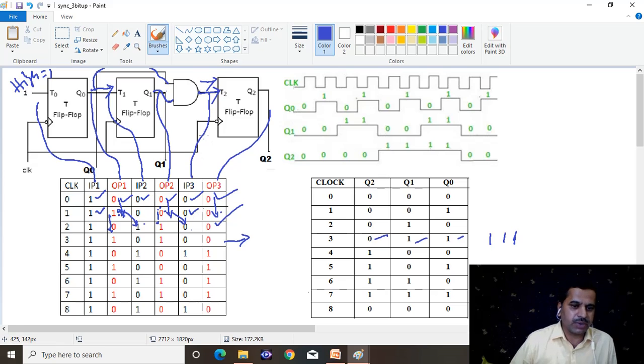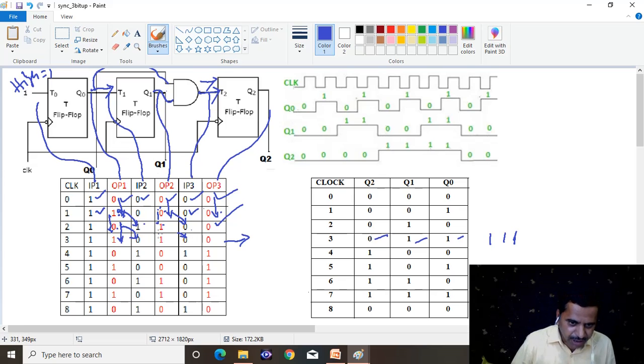Now we have to evaluate the input to the third flip-flop before the third clock pulse. For the third flip-flop, the input is the AND of the first two, that is 0 into 1, which becomes 0. Now when the third clock pulse is applied, the first flip-flop changes state from 0 to 1, because it is always tied to 1 and always toggles.